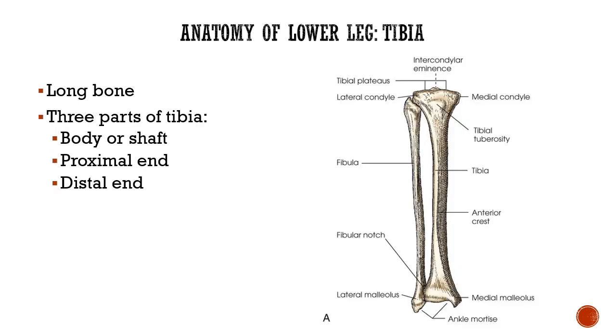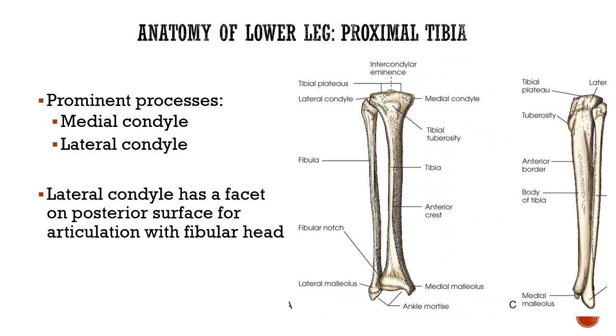The tibia is classified as a long bone. It has three parts: the body, the proximal end, and the distal end. And we'll talk about those specific items at those levels. The prominent processes on the proximal tibia are the medial condyle and the lateral condyle of the tibia. The lateral condyle has a facet on the posterior surface for the articulation with the fibular head. So there is a joint space here between the tibia and the fibula.